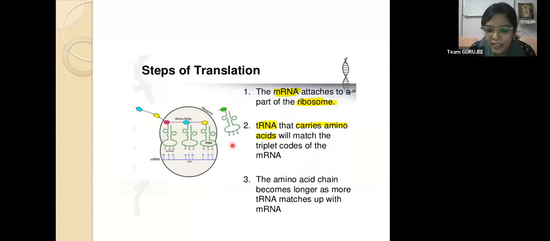Next, tRNA that carries amino acids. So this is tRNA. It carries these amino acids, which will match the triplet codons of the mRNA. You can see, let me zoom and show you.